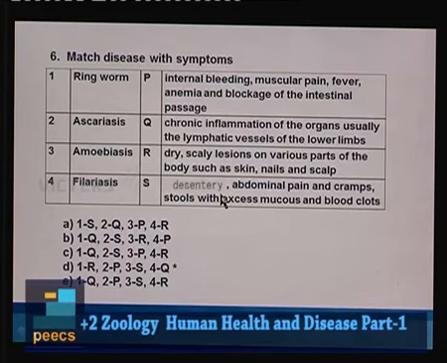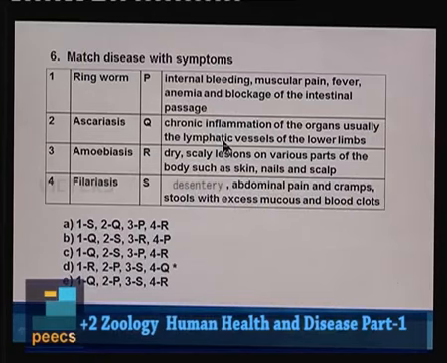And for filariasis, you can match with Q here, because Wuchereria bancrofti affects the lymphatic vessels, or we can say it lives inside the lymph vessels of man. So, from the options it is very clear that our answer will be option D.